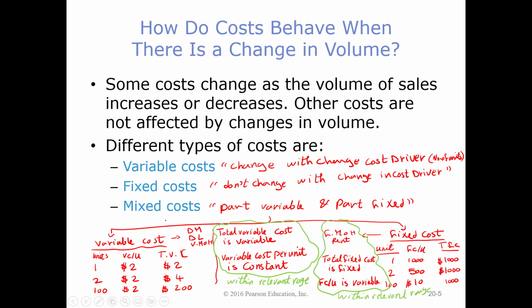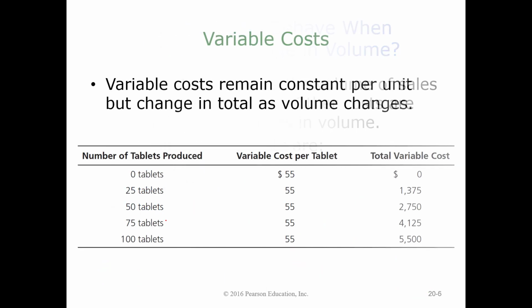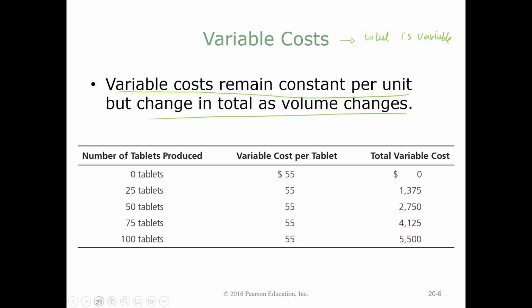What about the mixed cost? We will go back to it later. And this is an example for variable cost. Variable cost remains constant per unit, as we said, but changes in total. Whenever I'm talking about variable cost, I will say its total is variable. Whenever I'm talking about fixed cost, I will say the total will be fixed. So the costs are always attached to their total.